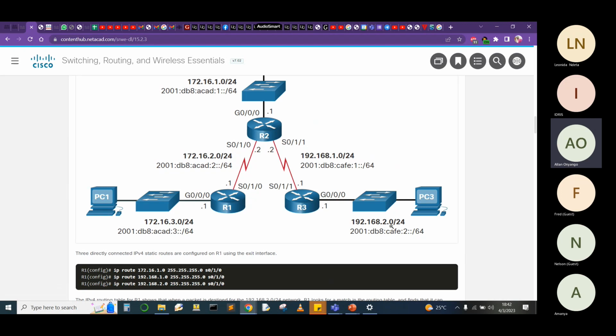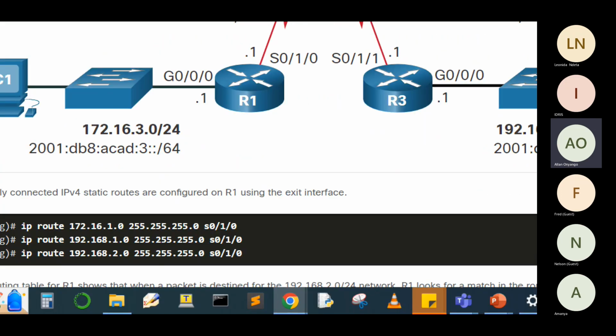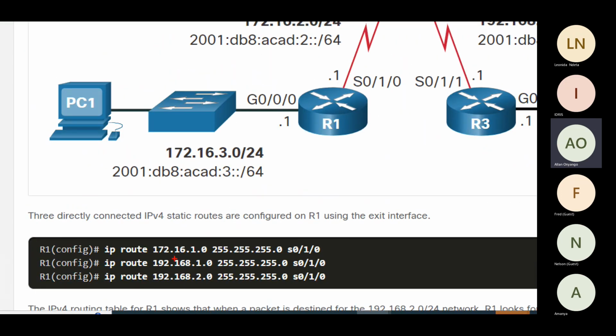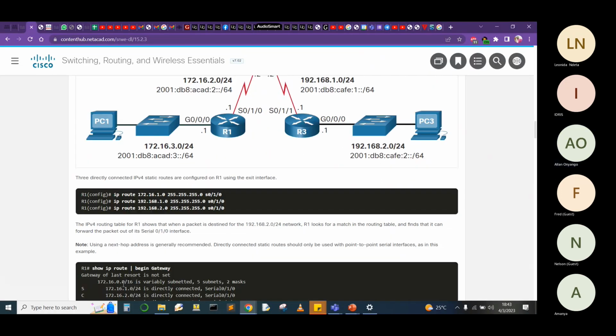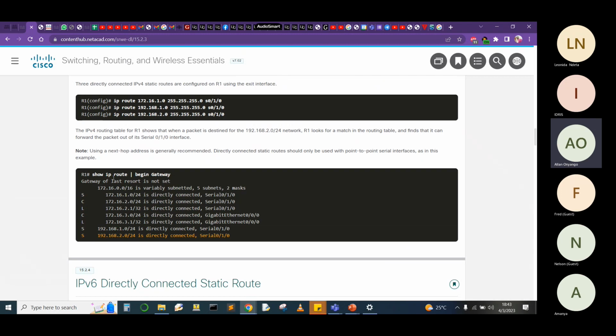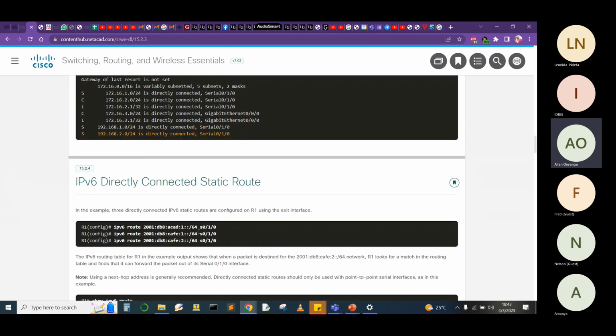I hope you still remember how to change /24 to subnet mask. We do have the exit interface here. I can zoom in so that you can see: ip route 192.168.1.0, put the subnet mask, and now put the exit interface instead of the next hop. And you can see for both of them, the exit interface remains the same. When you say show ip route, you'll still see an S here. This time around, it will tell you the exit interface instead of the next hop.